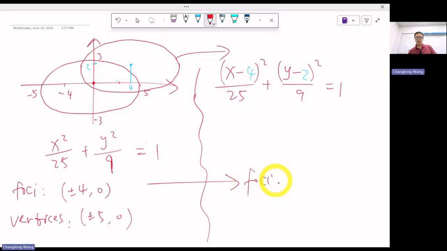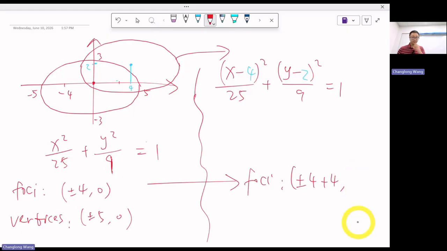So the foci, now shift it to the right. That means you are adding to the right, right? You're adding numbers. You're adding actually 4 to the horizontal coordinate. Does it make sense? You're making a point more to the right. So here I'm going to put the new foci plus or minus 4 plus 4.